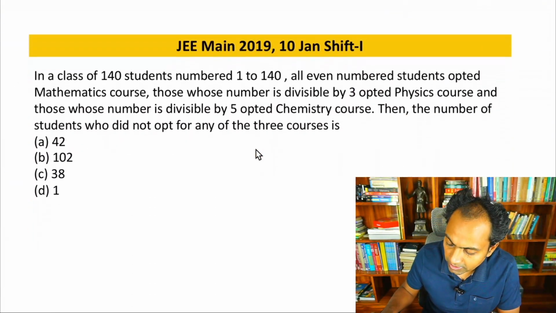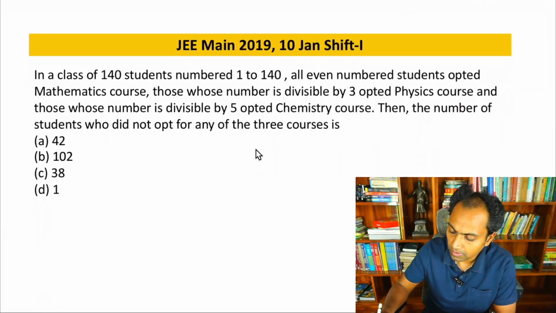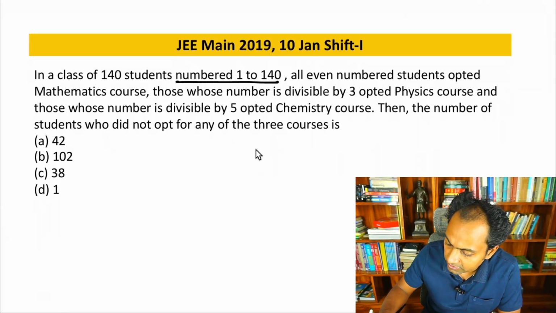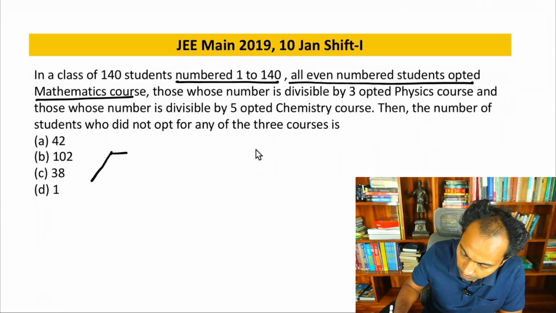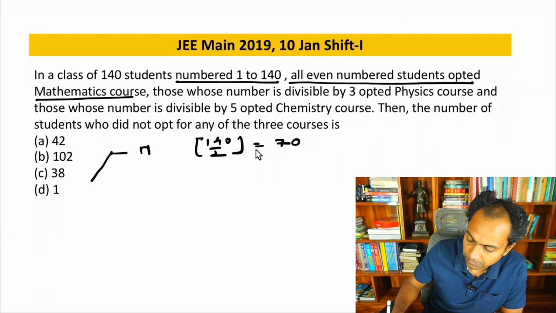Now this 2019 question talks about a class of 140 students which are numbered 1 to 140. What they're saying is all even numbered students opted for mathematics. So if I want to figure out people who opted for mathematics, it is nothing but 140 divided by 2, greatest integer function. This comes out to be 70.